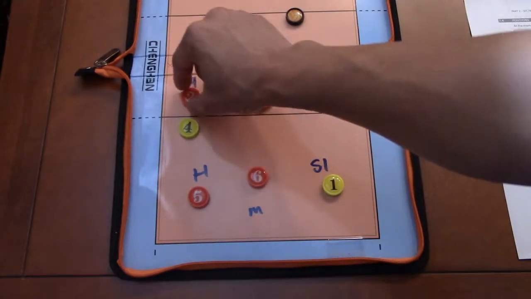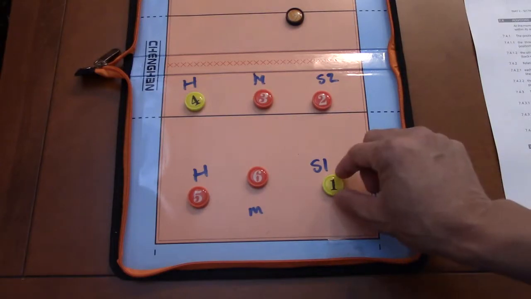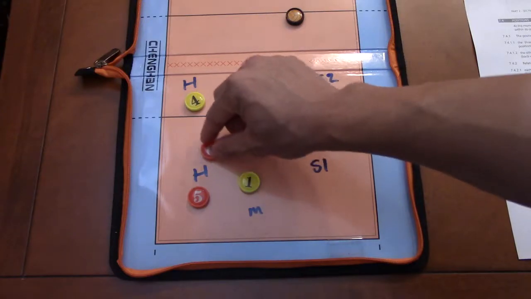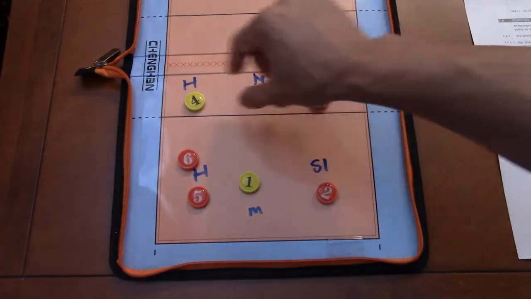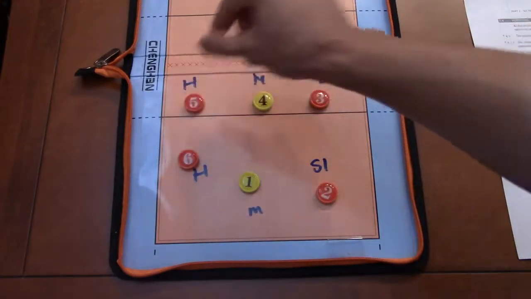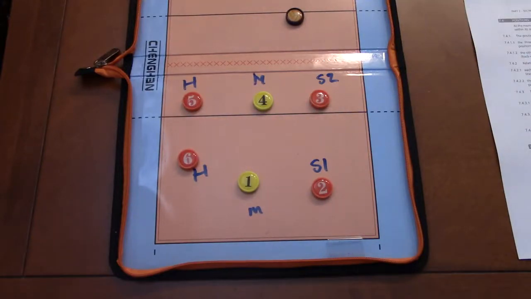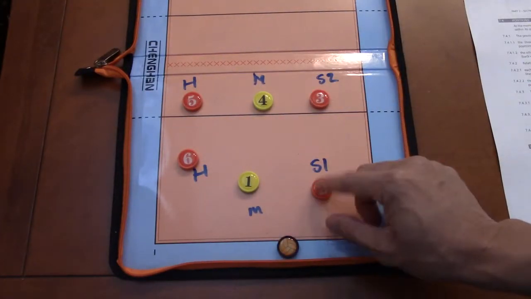Alright, so let's reset into our positions again. And then let's rotate one time so that we have our middle. Our setter is in the middle now. Player 2 is going to come back. Player 3 slides over. Player 4 and player 5 go up. Alright, so we can check again. 1, 2, 3, 4, 5, 6. We're in the correct order. And player 2 is going to come back to serve.